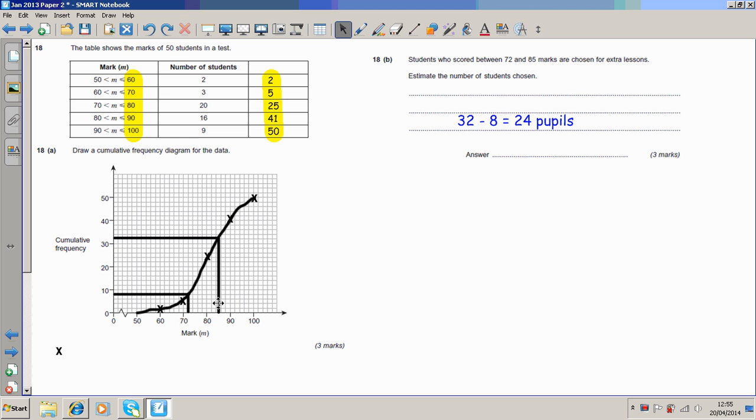Alright, again I would leave these lines on here as working out, I wouldn't go rubbing them out. That's going to give you a mark for your working out on that one. So don't feel the need to rub them out, you can leave them on there.